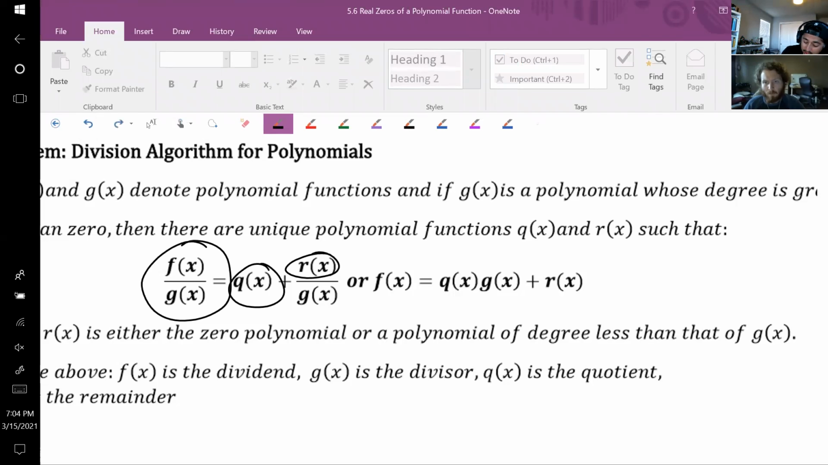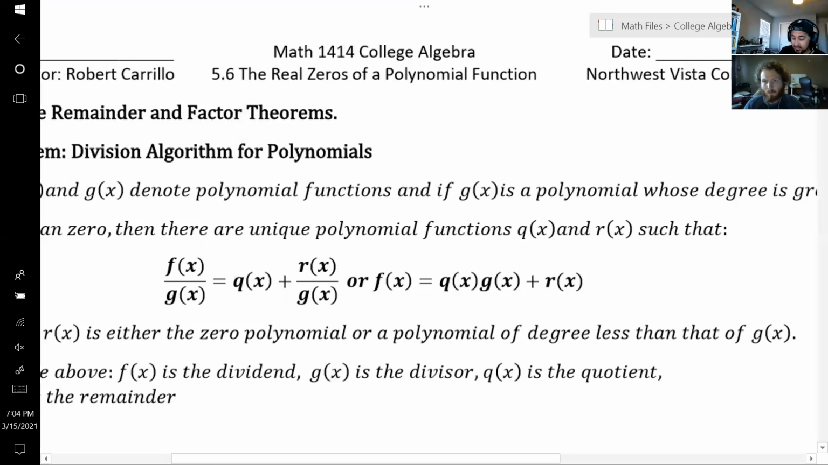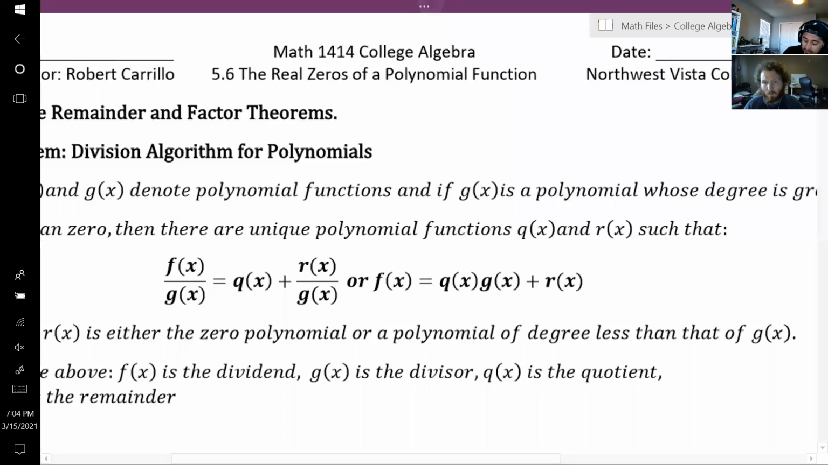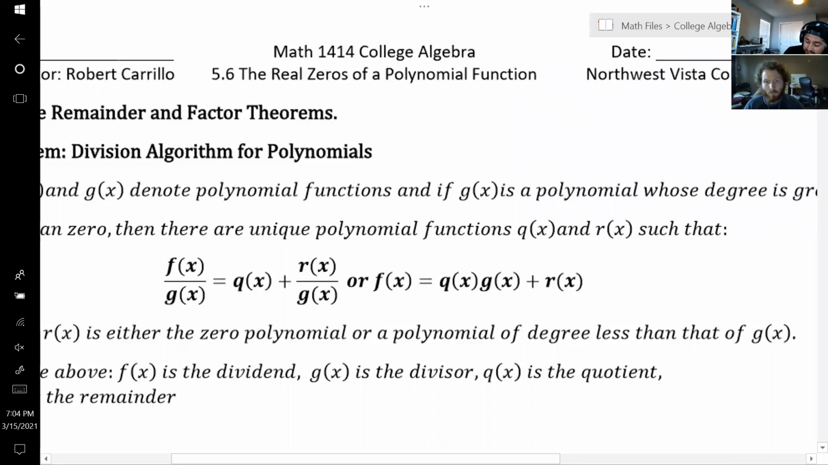Another way you could rewrite the division algorithm, though, is if you decided to multiply everything by g of x.